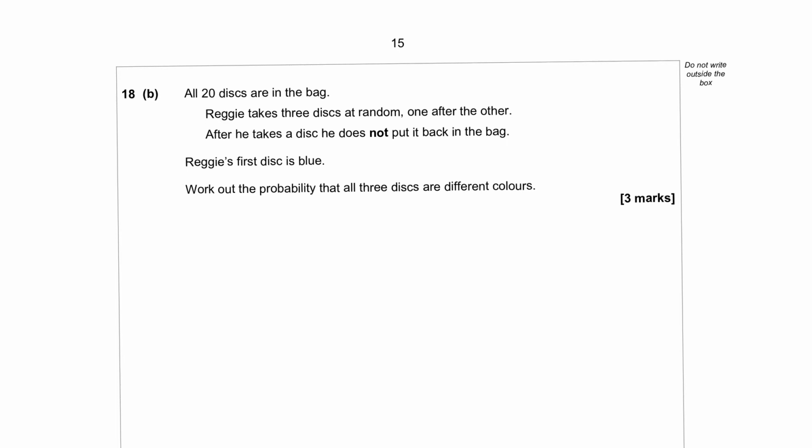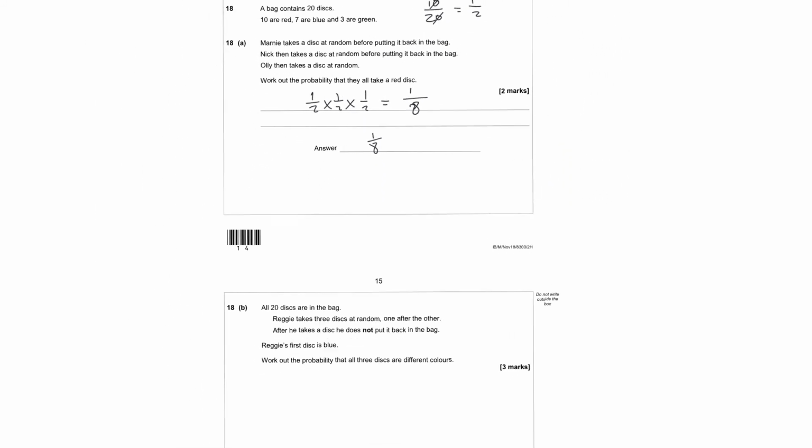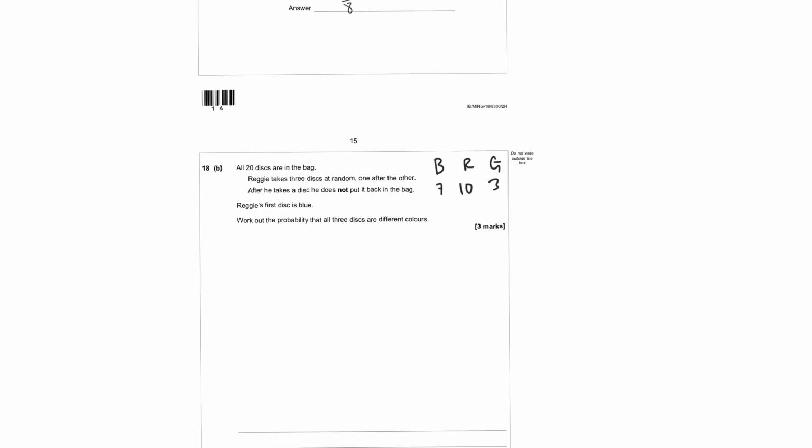So I'm working out the probability of picking out 3 different colors. In order to do that, we need to think of the different possible combinations. So it says his first disc is blue. If I scroll up, actually I'll just zoom out so you can see both. The different colors are blue, red, and green. There are 7 blues, 10 reds, 3 greens. After I've written that information down, I'm going to zoom in so you can see clearly.